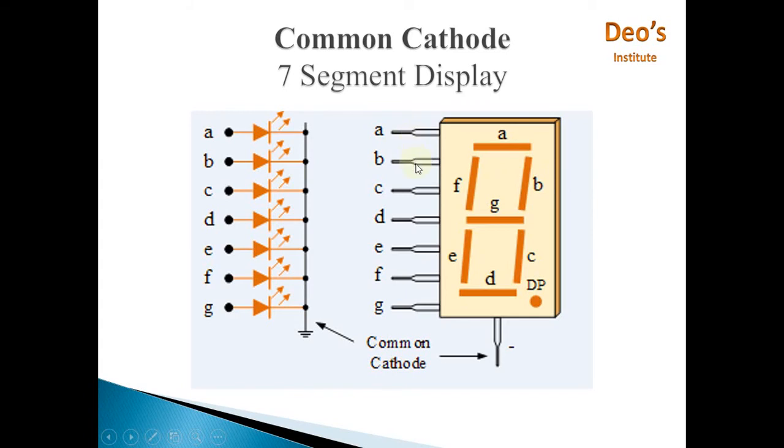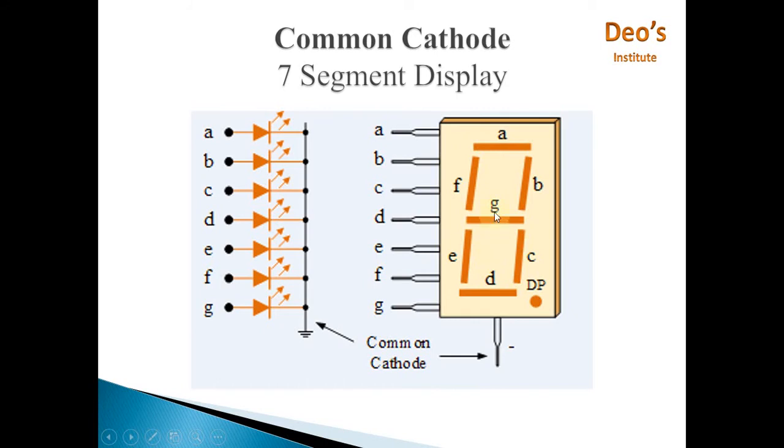If 1 is sent on A and B, then only A and B will glow and all the others are off. So depending upon which number or which letter you have to display, you can turn the LEDs on or off correspondingly.